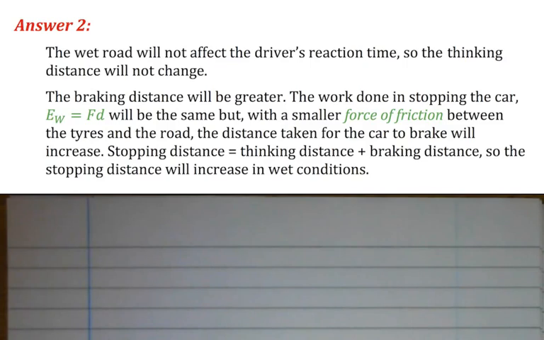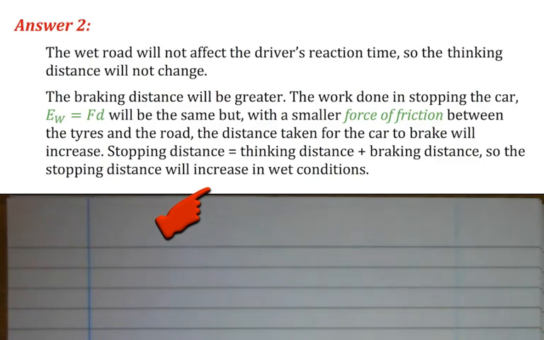After that, of course, I've mentioned the braking distance, and the braking distance will change. The reason it will change is mainly because of the force of friction. Now remember, what's staying the same as well is the speed of the car. That's staying the same at 30 miles per hour. And I've said the braking distance will be greater, and the work done in stopping the car, EW equals F times D, will be the same.